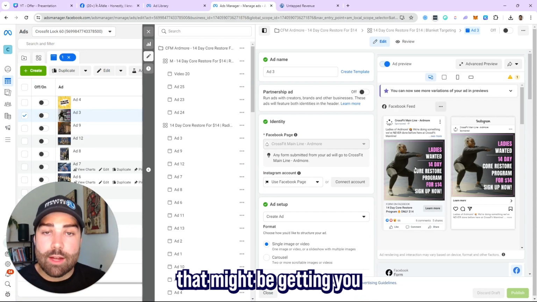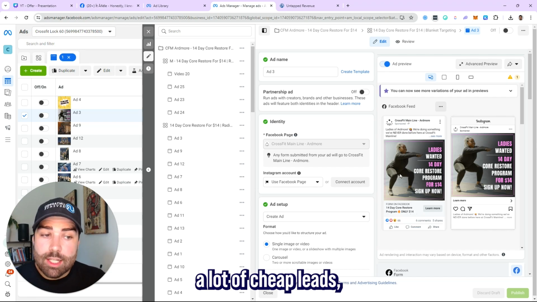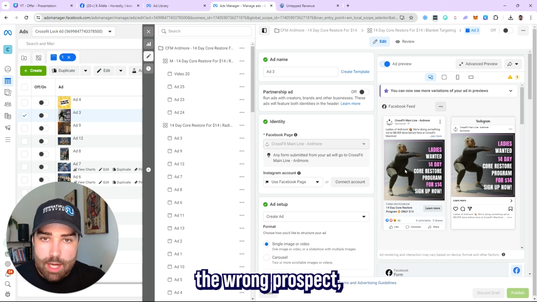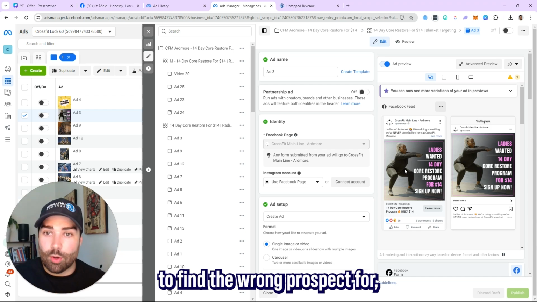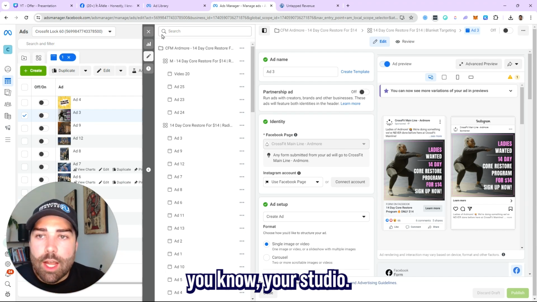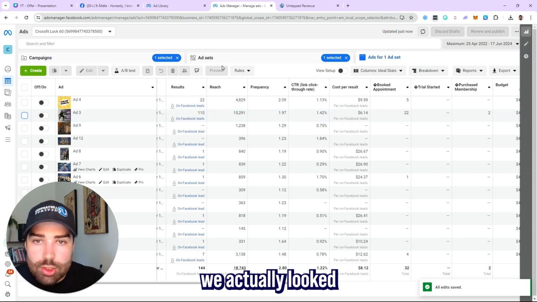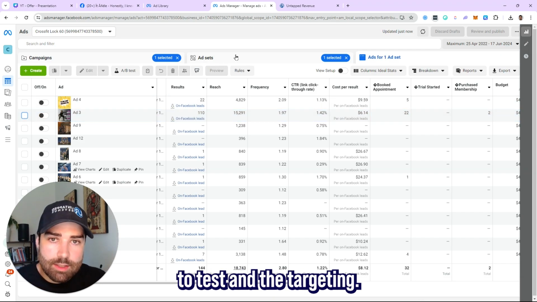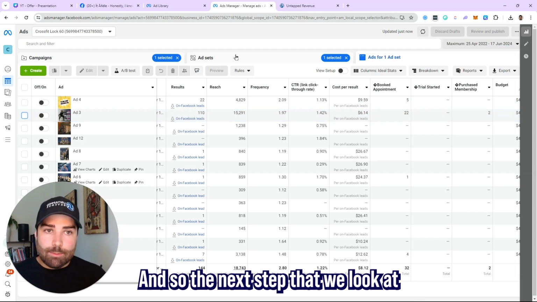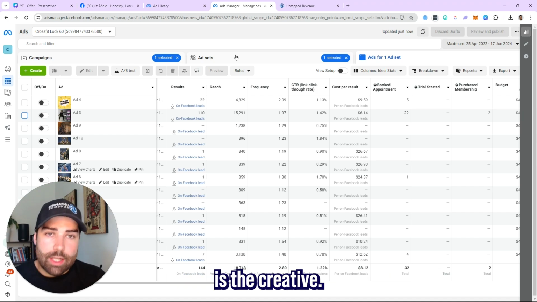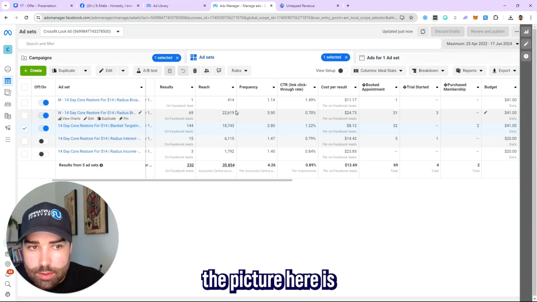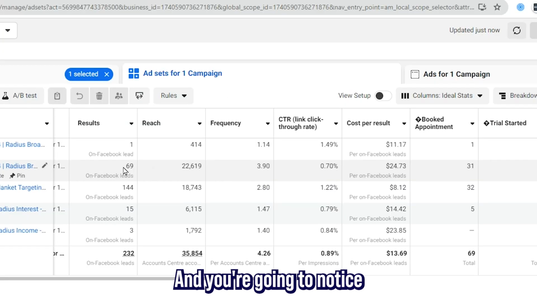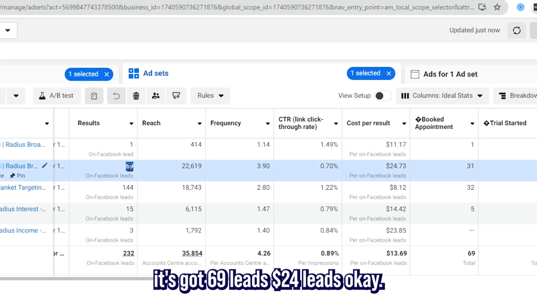Because you might have a creative that's getting you a lot of cheap leads, but if it's attracting the wrong prospect, then Facebook's optimizing to find the wrong prospect for your studio. So what we did next is we looked at the creative to test and the targeting. The next step we look at is the creative. And what we did here, which is really going to paint the picture, is we changed the creative. You're going to notice that this has 69 leads at $24 per lead.